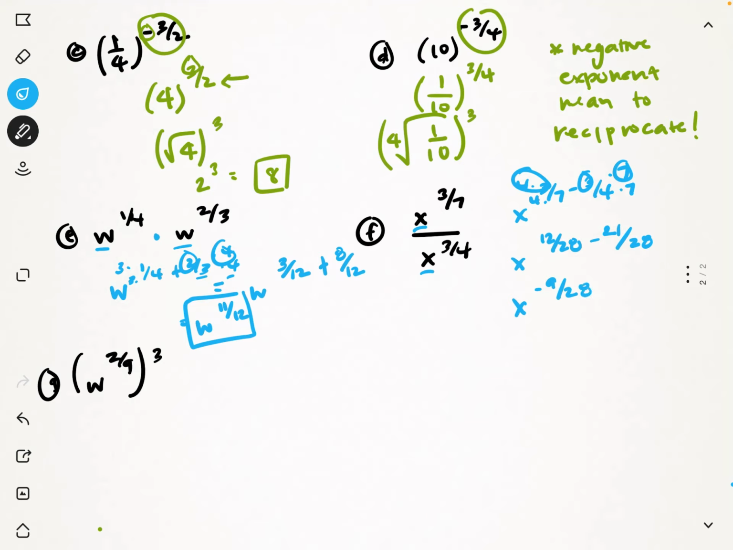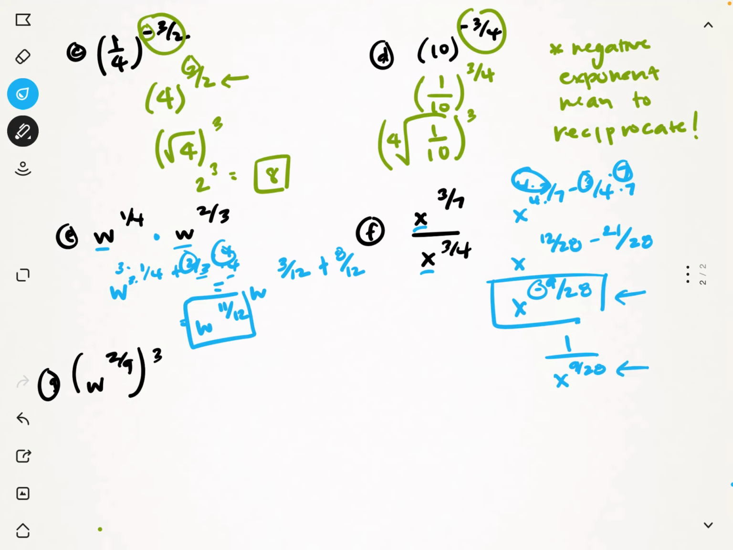Now, I'm not sure if they're going to accept this as an answer. If not, then we're just going to have to use that property where anytime we have a negative, we're going to reciprocate. So that's going to be 1 over x to the 9/28. So try this one first. If it doesn't work out, then write it as a reciprocal.